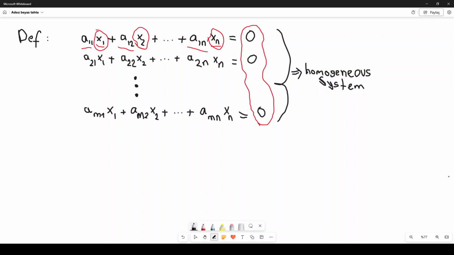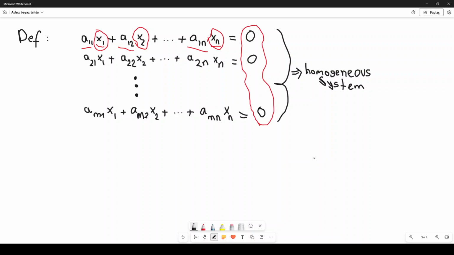In this lecture, I will show you what a homogeneous system is and how we can find a solution to such a given homogeneous system. Alright then, let's start with the definition of a homogeneous system. And here is the definition.